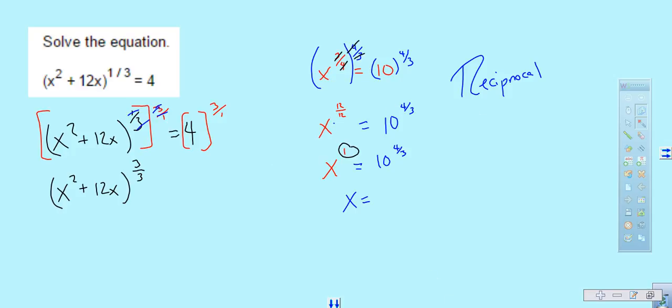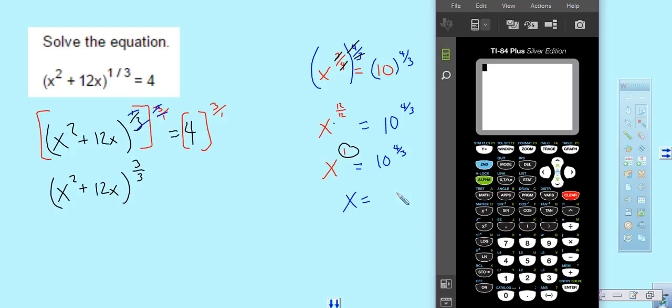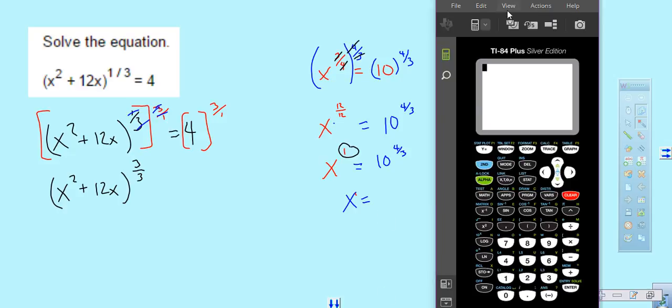Okay, so sorry about that. I got my calculator back. So at this point, I'd say to myself, I've got 4 raised to the 3 divided by 1 power. And I find out that on the right-hand side, this is equal to 64. On the left-hand side, remember this 3/3 cancels, so when I come down to my next step, I really just have x squared plus 12x equals 64.